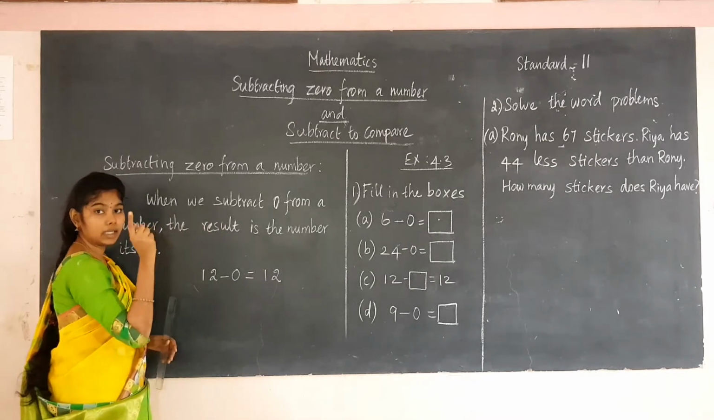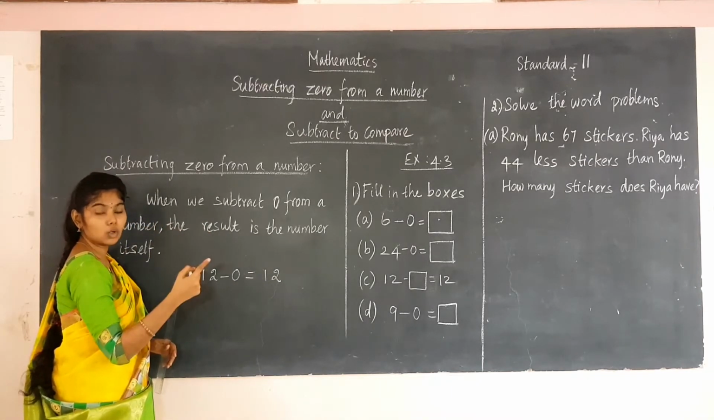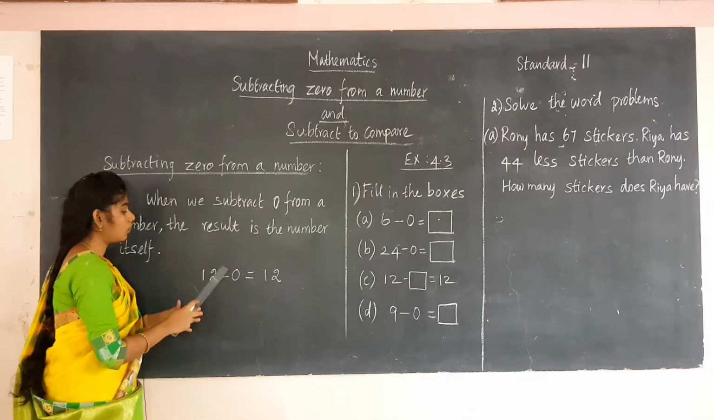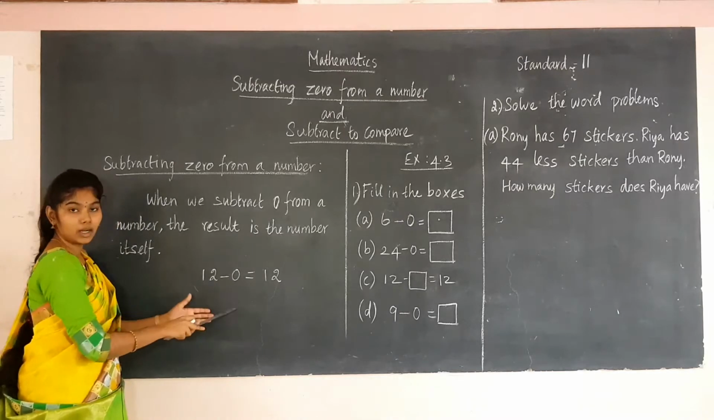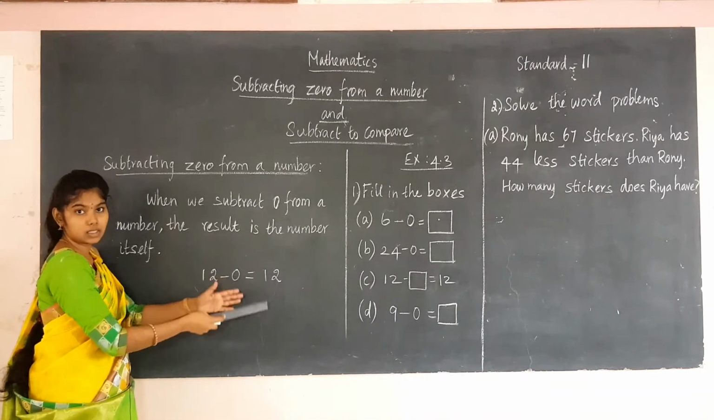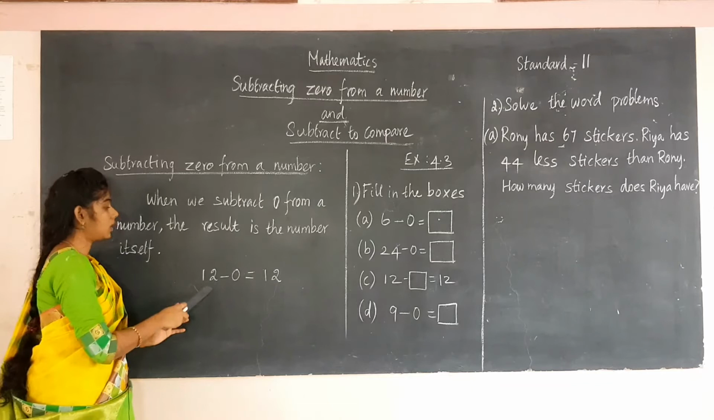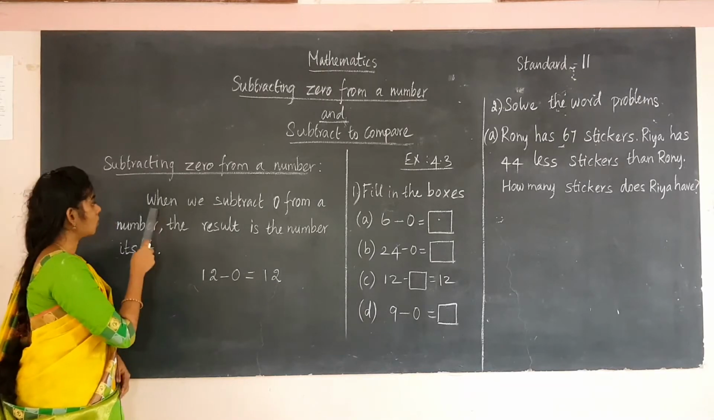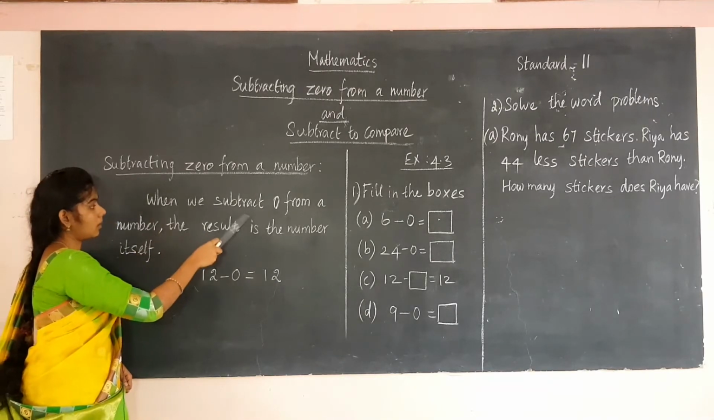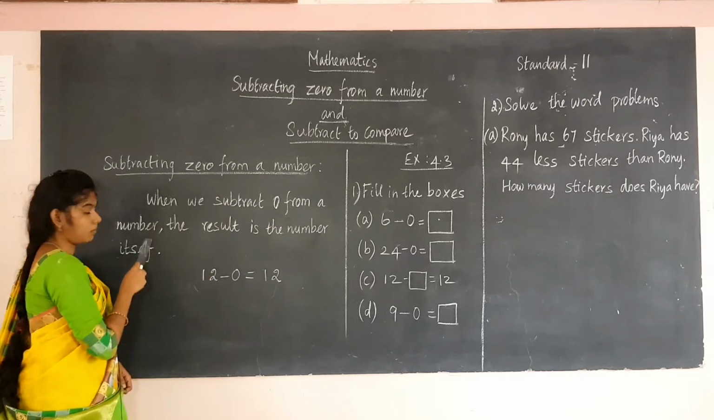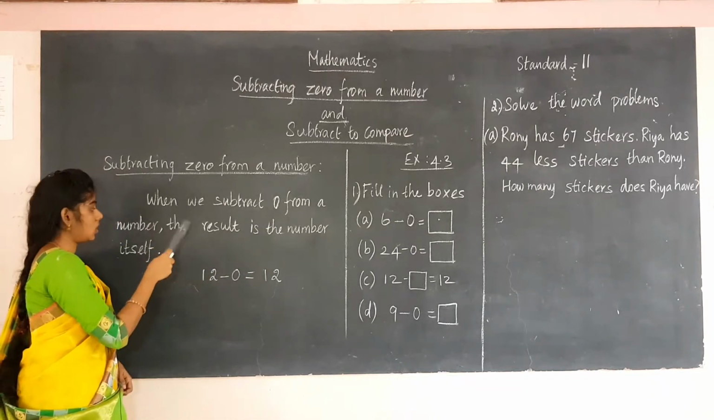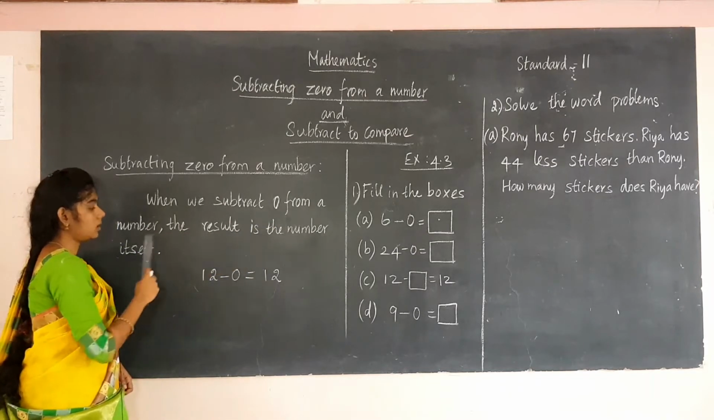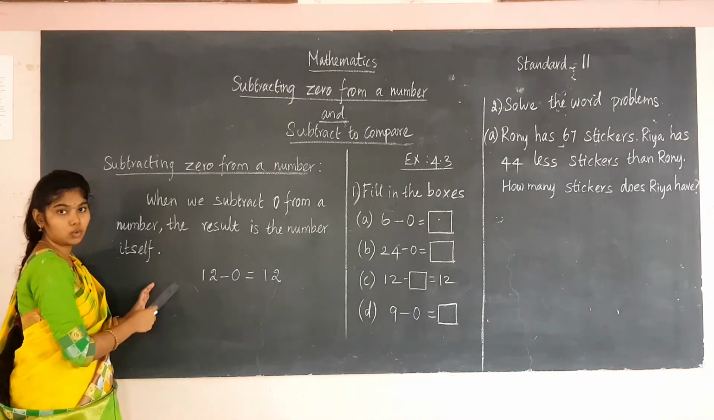In addition, we have seen 12 plus 0 is 12. To any number, if 0 is added or subtracted, the answer will be the same, the number itself. So, when we subtract 0 from a number, the result is the number itself. This is the thing we have to know.